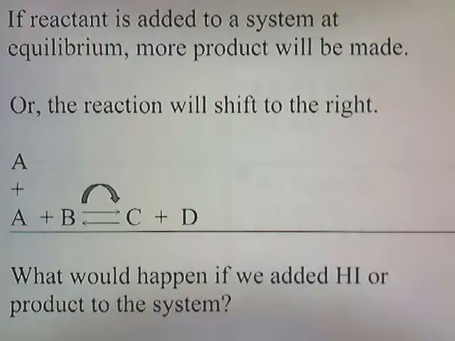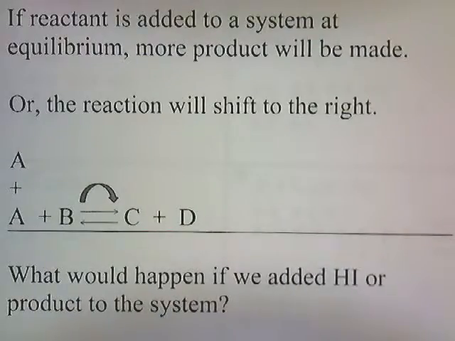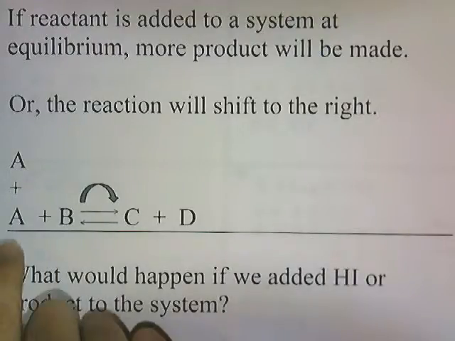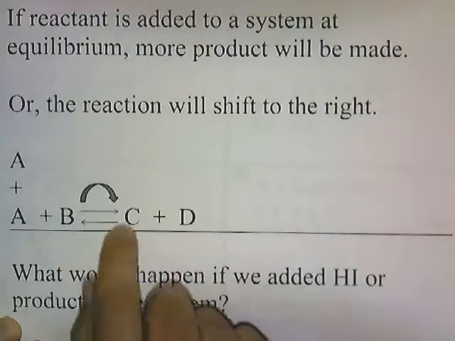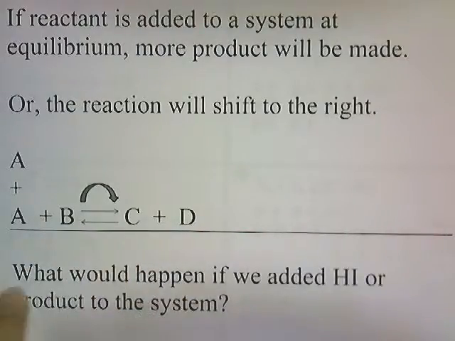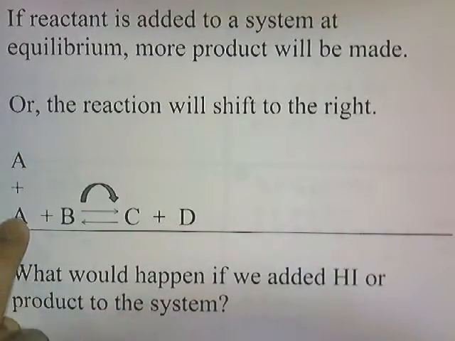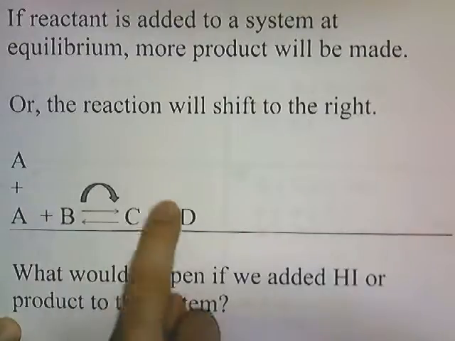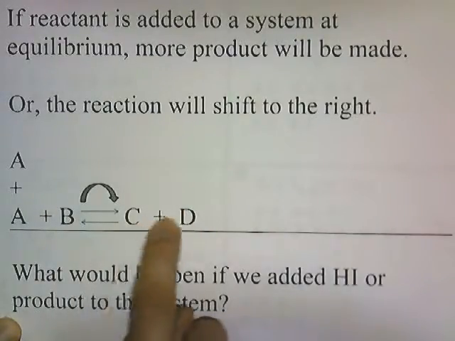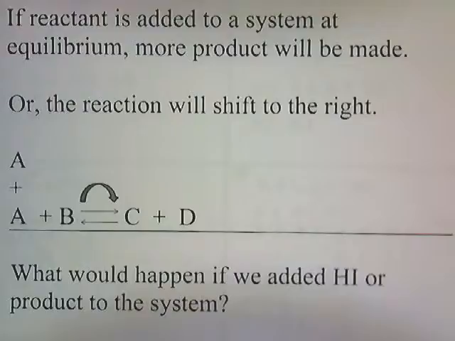So, if reactant is added to a system at equilibrium, more product will be made, or the reaction will shift to the right. A generalized way of showing it is that we have some chemical reaction, A plus B gives C plus D, and then C plus D reacts to form A and B. If you add more A, or more reactant, the equilibrium will shift to the right, and more product will be made as a result.